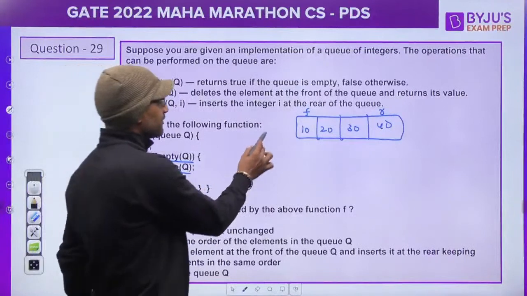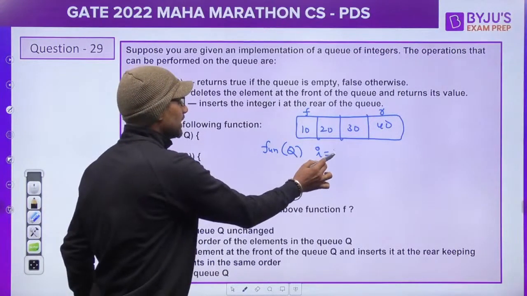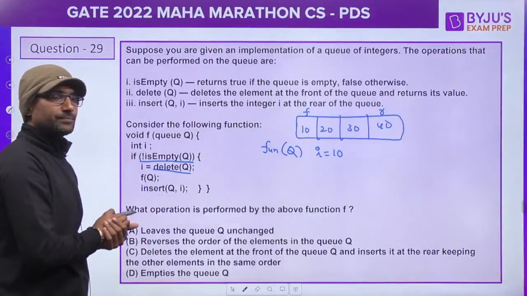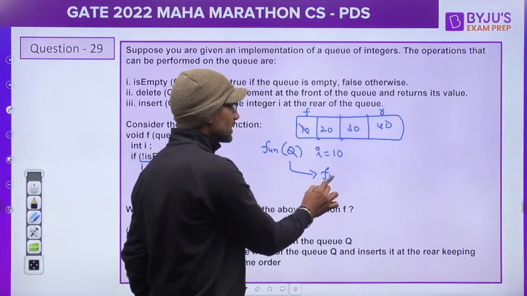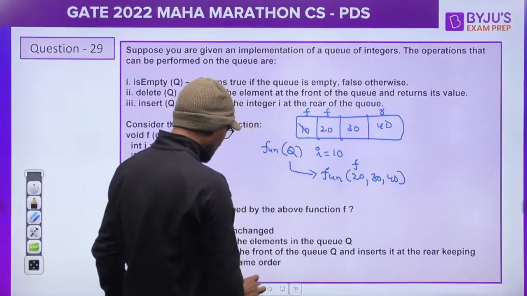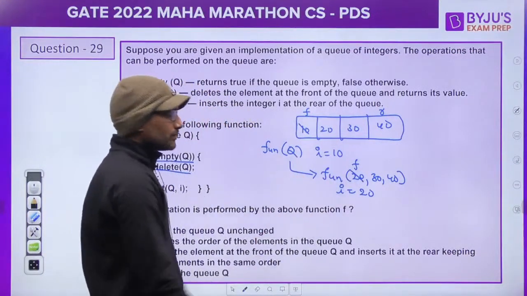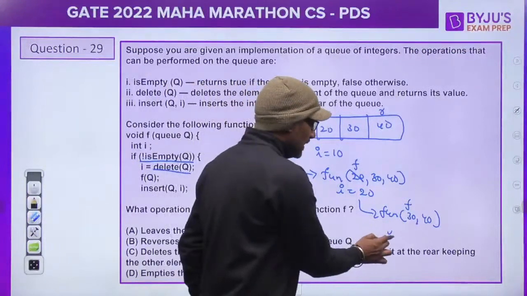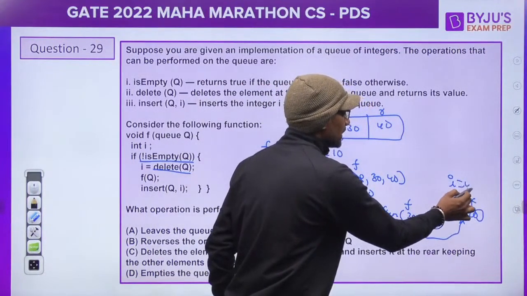So first time when you are calling the function f, function of queue, what will it take? I equals 10, and you are calling the same function again. Here you have deleted 10, calling the same function again. Now where is the front? 20. Again you do this deletion, I is equal to 20, and call it again. So fun of 30, 40. Now the front is at 30, so I equals 30, and calling fun of 40. So front is at 40, so I is equal to 40.